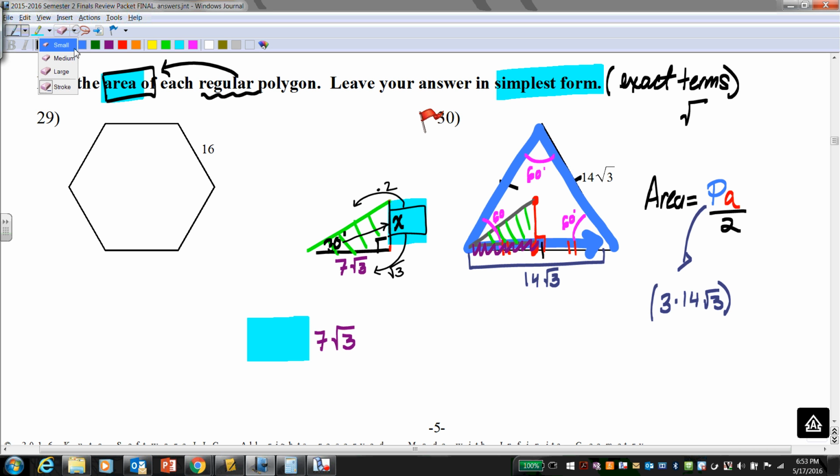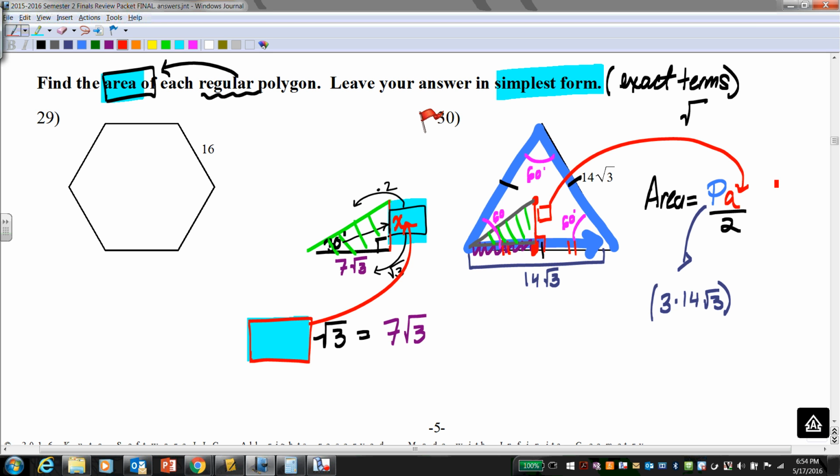Excuse me, take that back this way. Something times root 3 is 7 root 3. That's what you're thinking. Once you find that something, that goes here, which becomes your apothem, which goes right there, and then you can finish this up to find your area.